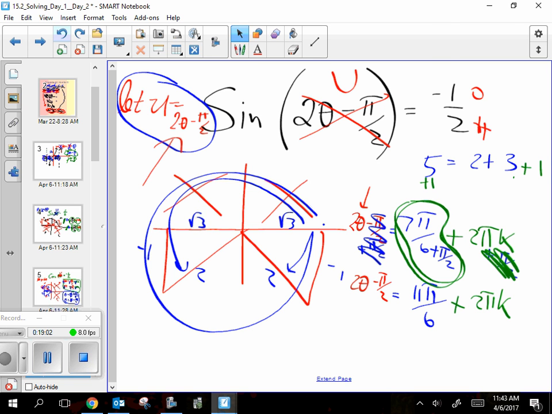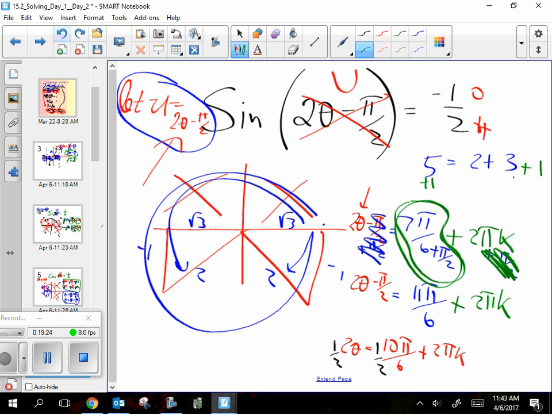I better rewrite it down here. Plus 2 pi k. And that's still not solved. It's 2 theta equals all that. So then I have to get rid of the 2 by multiplying everything by what? Come on. 1/2. And then the final answer here would be 10 divided by the 2 makes 5 pi over 6 plus pi k. 2's would cancel.